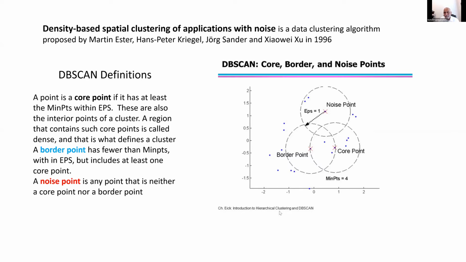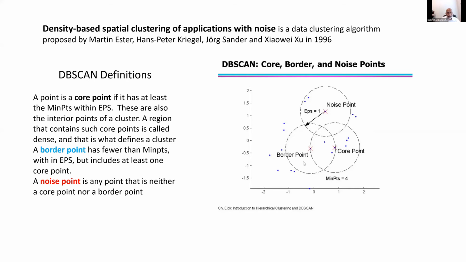Let me see whether minimum points is 4. So minimum points is 4. If it contains less than 4 points, it is a boundary point. If the circle doesn't contain that many points, in this case 4 points, these points are noise points. Otherwise, it can be a border point, or it can be an internal point, the dense point. You just collect all the dense points, you get the cluster. That is the point here.